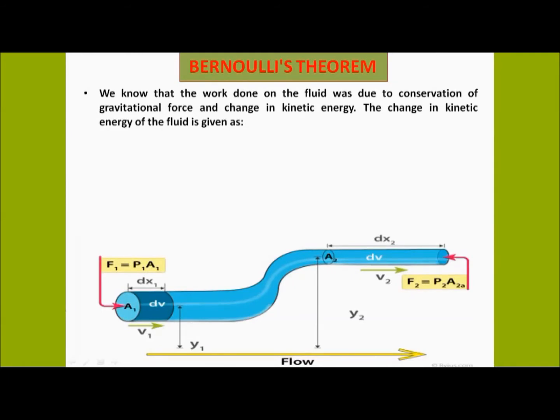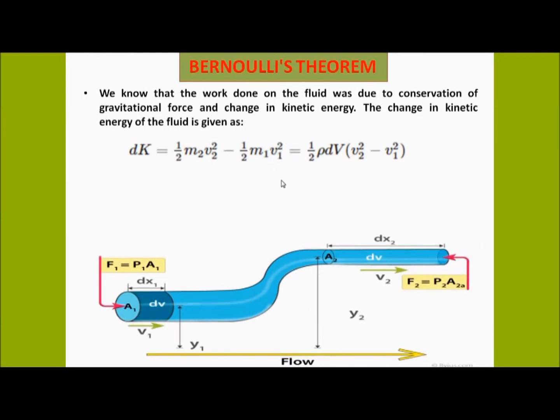So we know that the work done on the fluid was due to the conservation of gravitational force and the change in the kinetic energy. Thus the change in the kinetic energy of the fluid is given by the kinetic energy formula, which is simply half m v squared. Between these two points, it is half m2 v2 squared minus half m1 v1 squared, where m2 is the mass of the fluid here, v2 is the velocity of the fluid at point 2, m1 is the initial mass and v1 is the initial velocity.